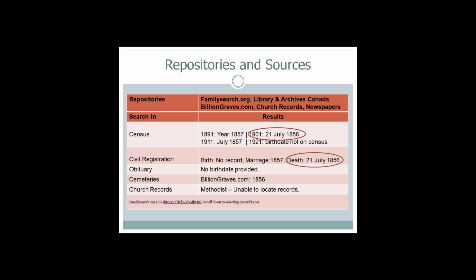From the following repository and sources, I gathered my newly found records and information and recorded them in my genealogy software. Again, if you look at the bottom of the slide, you'll see a link to familysearch.org and a list of sources of where you could search, and if you're unable to find the records, you can search again in different sources.